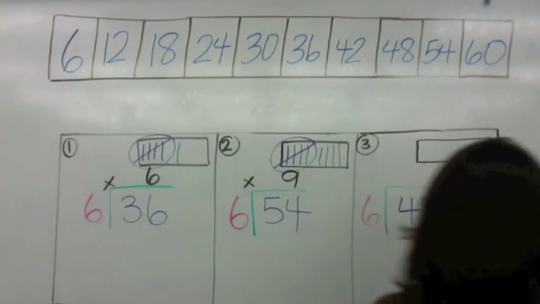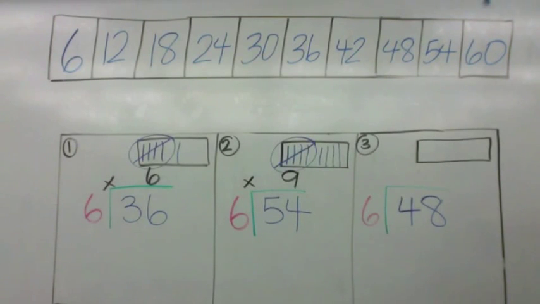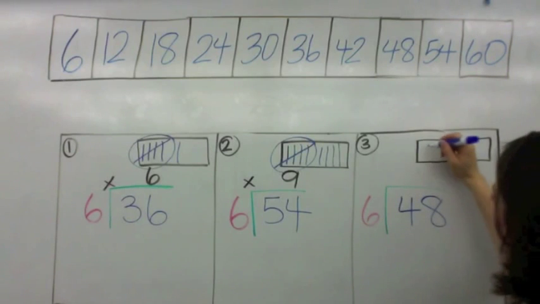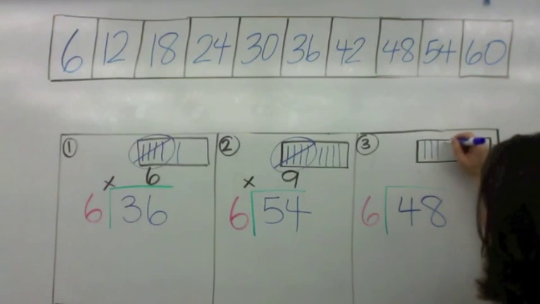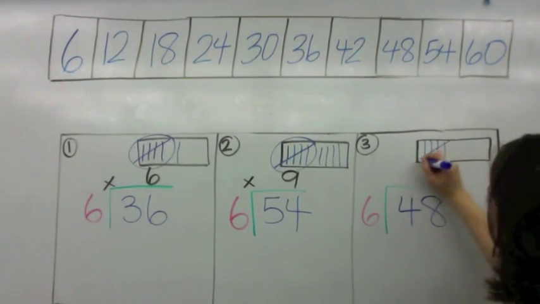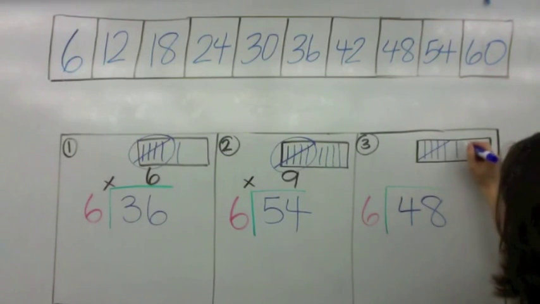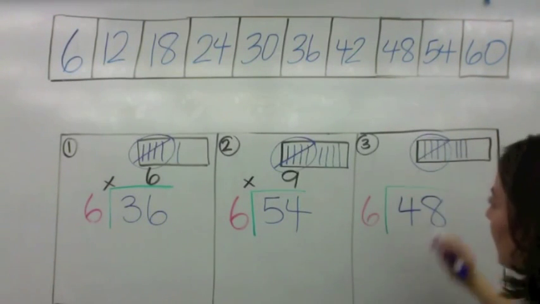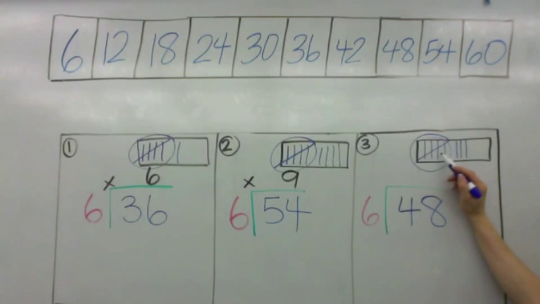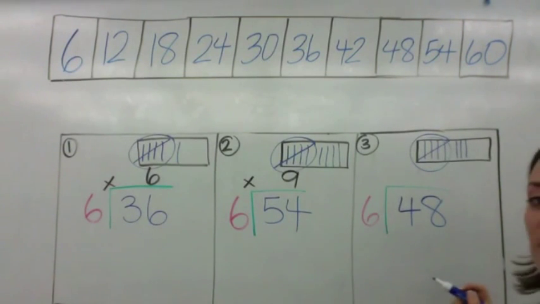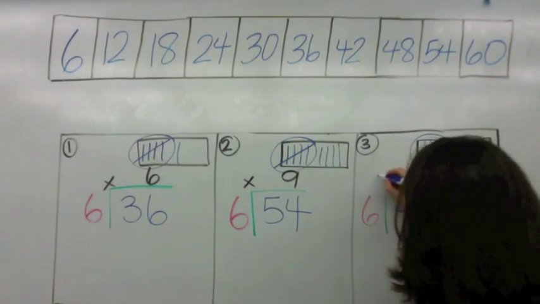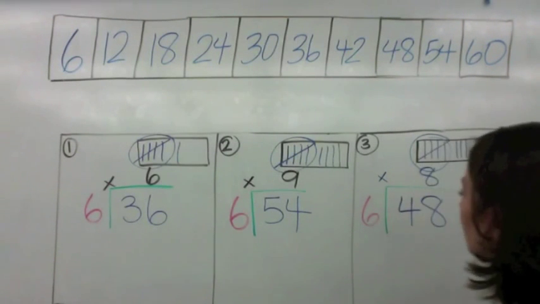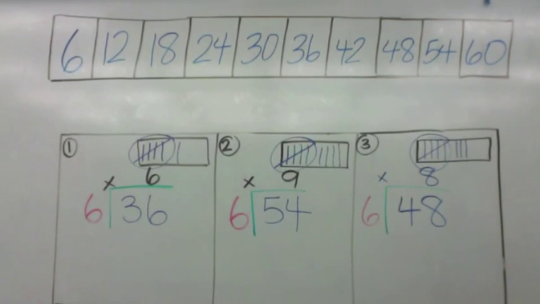And the last one we're going to do is 48 divided by 6. Let's skip count by 6 to get to 48. 6, 12, 18, 24, 30, 36, 42, 48. Okay, so again, we made a tally of 5. I'm circling it now because 5 plus 3 is 8. So 6 times 8 is 48. Go ahead and get that down.